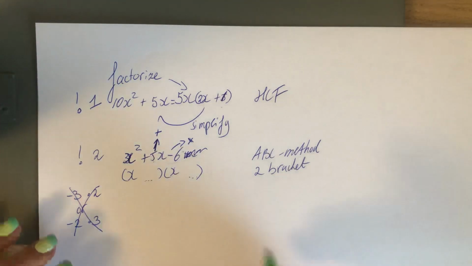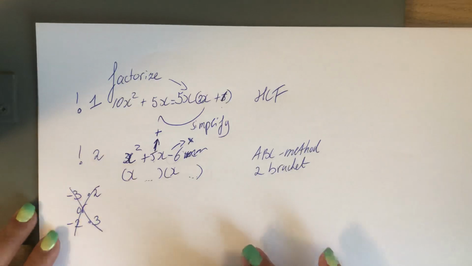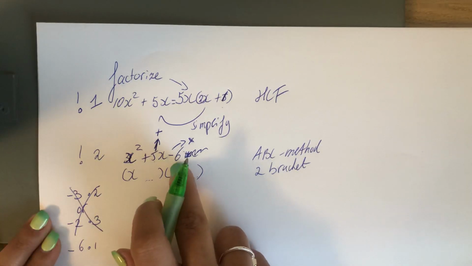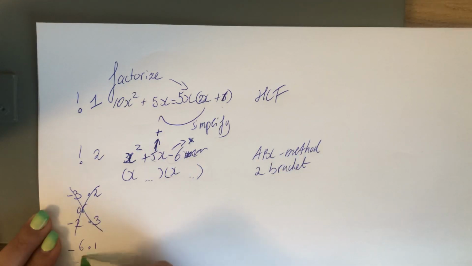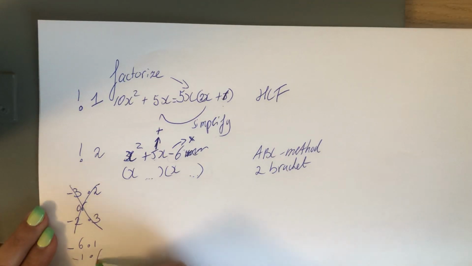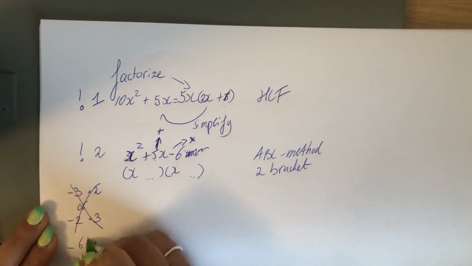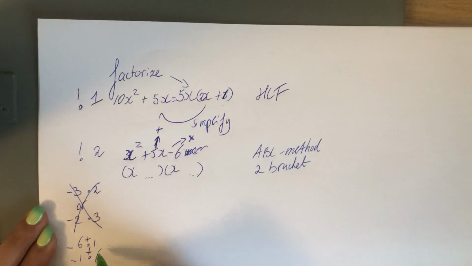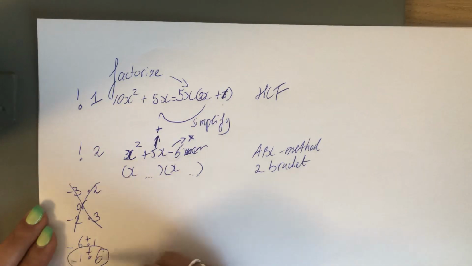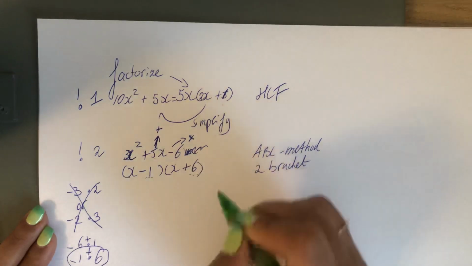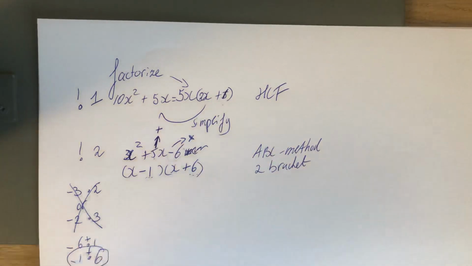So you think again, and you realize, oh, 6 times 1. Okay, that is something. Minus 6 times 1 will become minus 6, and minus 1 times 6 will also become minus 6. But which combination, when you add, will give you the plus 5? It's this combination, and that's how you realize it's x minus 1 and x plus 6. So this is the second way of factorizing.